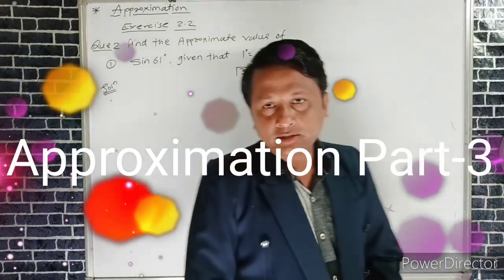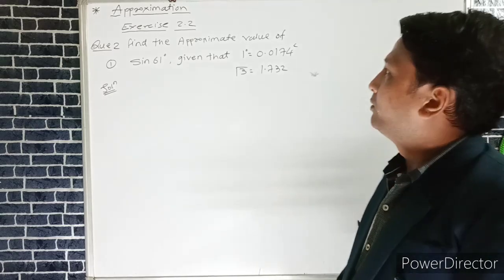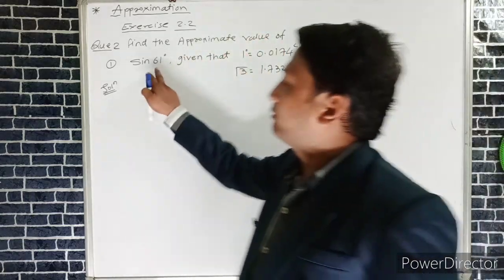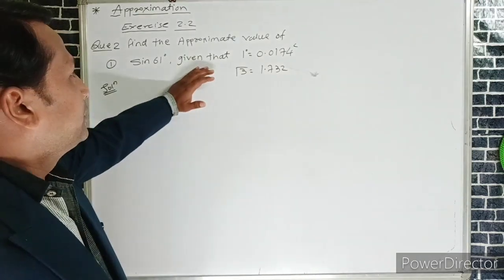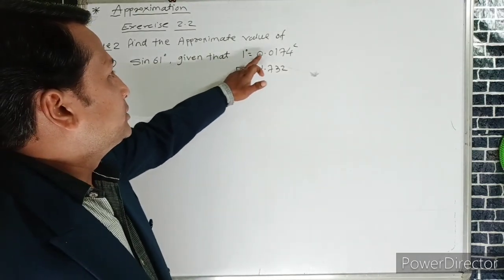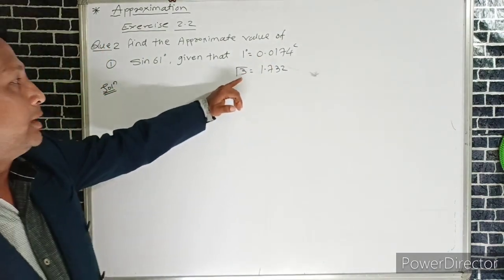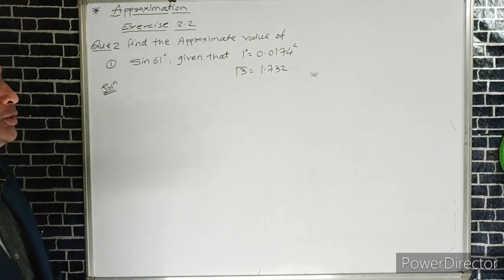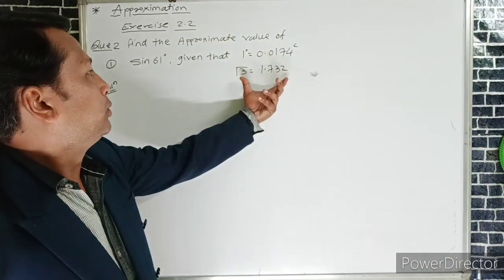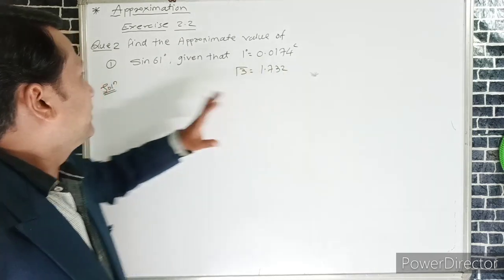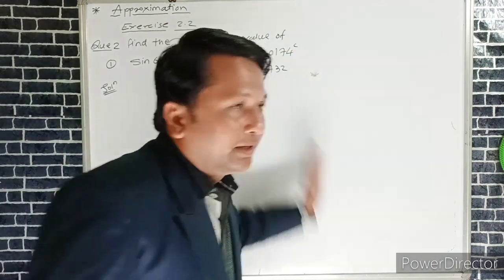So guys, now we start the second question, which is in exercise number 2.2. Find the approximate value of sine 61 degree. Here it is given that the value of 1 degree is 0.0174 radian, and the value of under root 3 is also given, which is 1.732. By using both values, we have to find the value of sine 61 degree.